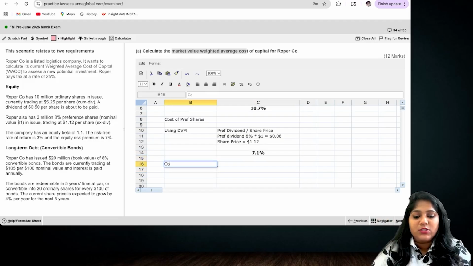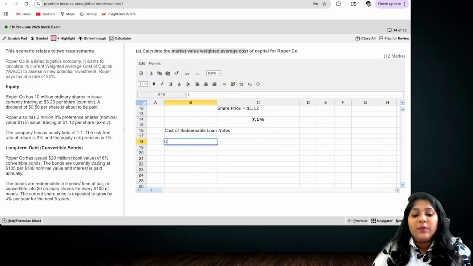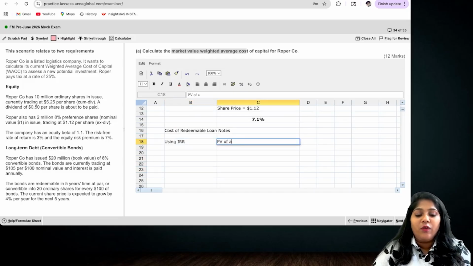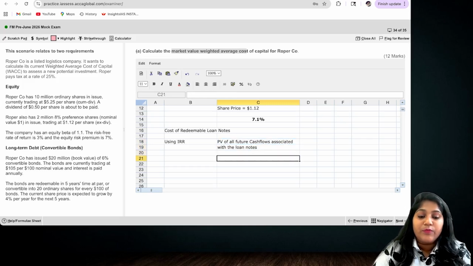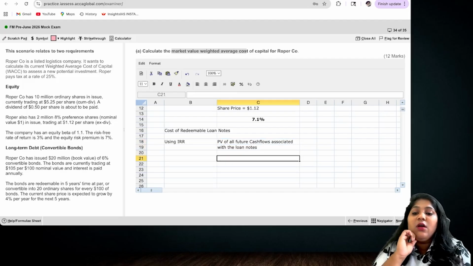Then we have the cost of redeemable loan notes, because I have three types of capital. For all three types of capital, I have to consider the cost. For redeemable loan notes, I have to use IRR. What is IRR? Nothing but the present value of all future cash flows associated with the loan notes. That is what you have to consider. So how do you calculate the present value of all future cash flows associated with the loan notes?